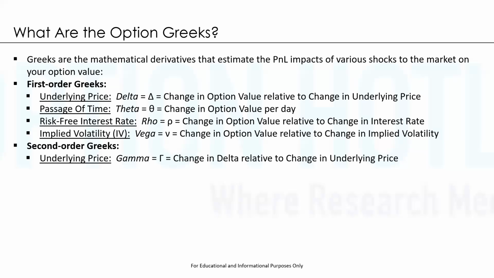Finally, on the first order Greeks is that implied volatility that I mentioned. This is called vega, the change in option value relative to the change in implied volatility. So as implied volatility goes up, that's going to increase the value of your option. As implied volatility goes down, that's going to decrease the value of your option.